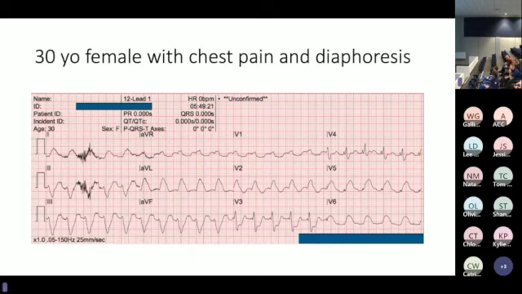Those 30-year-olds should have that ECG. Sodium channel blockade or some sort of tox ECG? Someone want to describe what they see on the ECG?